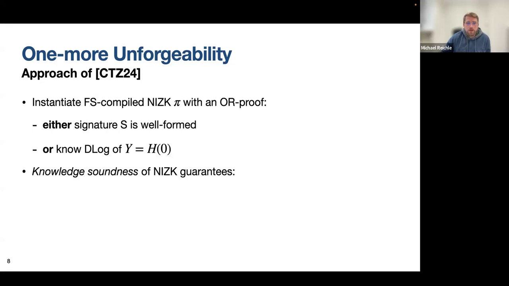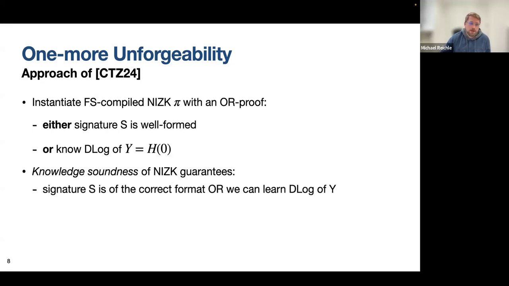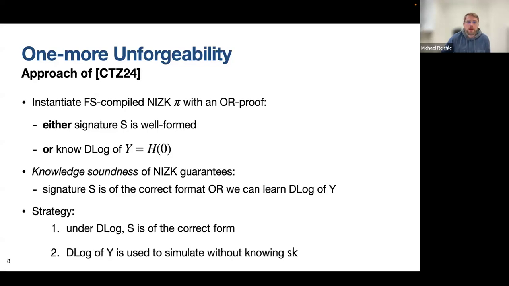And then knowledge soundness essentially guarantees that the signature is of the correct format, or we can learn the D-log of Y. The proof strategy of ZTZ is that under the D-log assumption, they argue that S has the correct form, in the sense that S verifies correctly. And then they switch which branch they sign with in the Sigma protocol. And then they use the D-log of Y to simulate without knowing the secret key. The argument is a lot more subtle than that. It's actually quite technical.